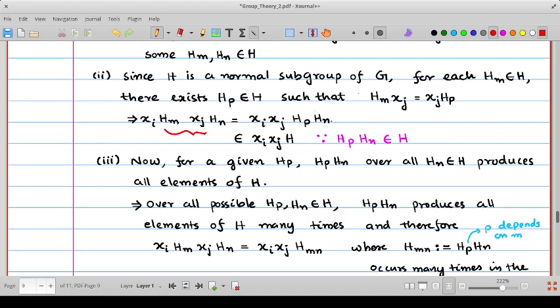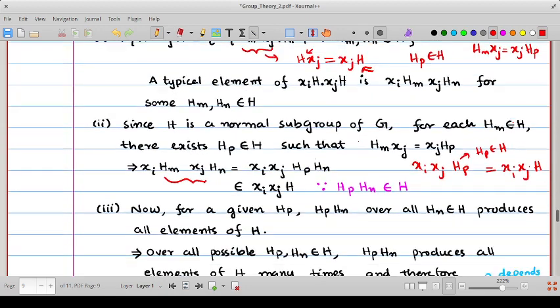So the distinct elements could then be considered as xi, xj times the elements of the subgroup H, Hp, where Hp runs over elements of the group. So that quantity is now nothing but the coset xi, xj, H.